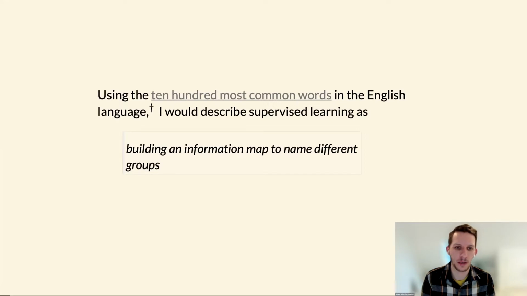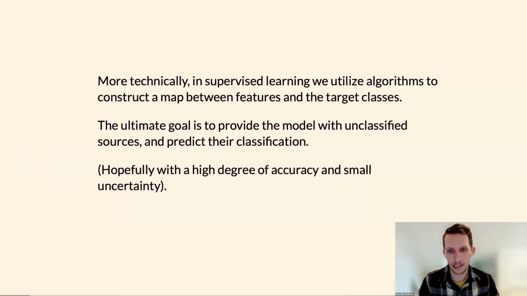It's actually quite useful, I think, to look at the 1,000 most common words in the English language. I would describe supervised learning as building an information map to name different groups. And more technically, as we've discussed previously, in supervised learning, we want to use algorithms that will construct a map between features and the target class. This is what the machine learning is doing. It's basically devising these rules, or the map to connect the two.